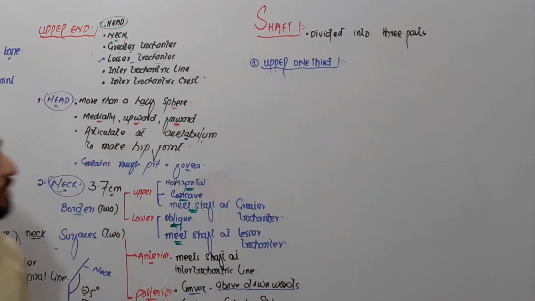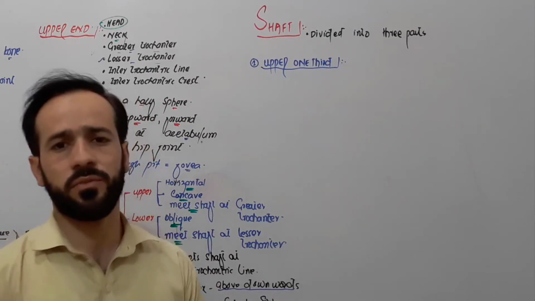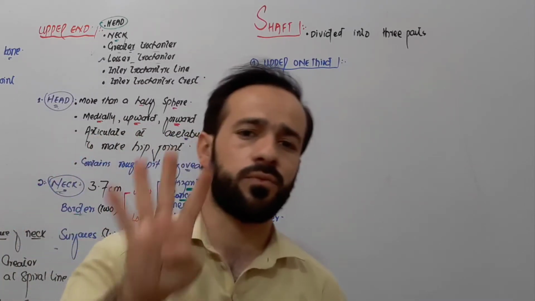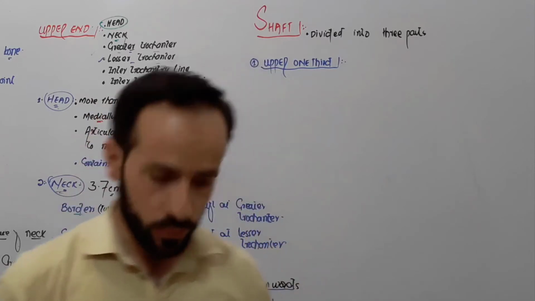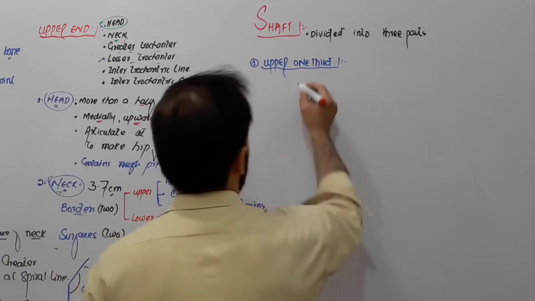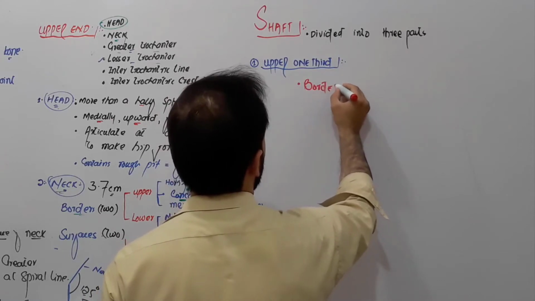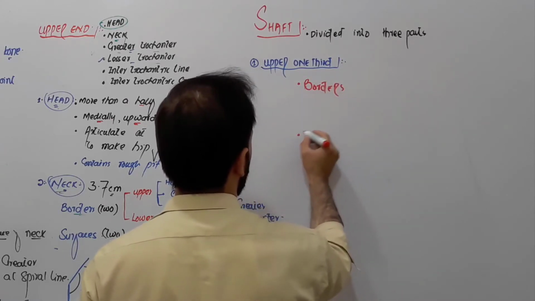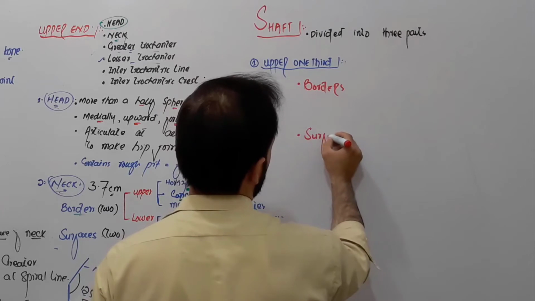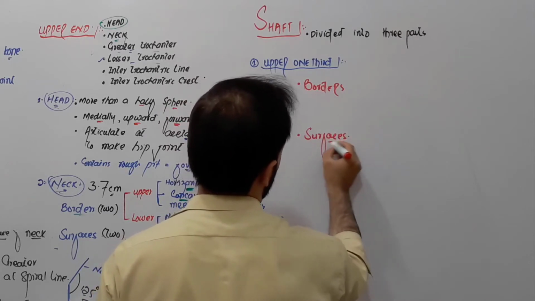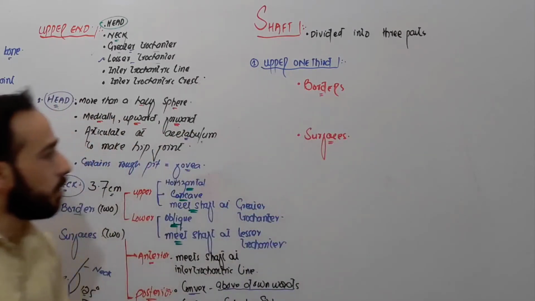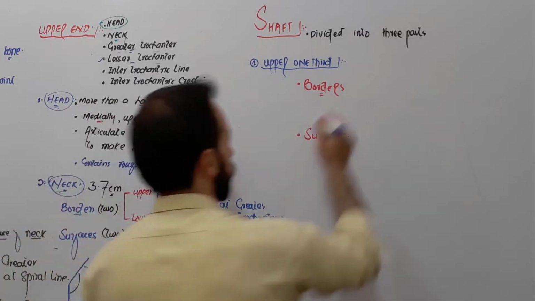First of all, my dear friends, the upper 1/3 of the femur has four borders and four surfaces. It has borders, and then it has surfaces and some other markings I will discuss. How many borders? There are four borders.